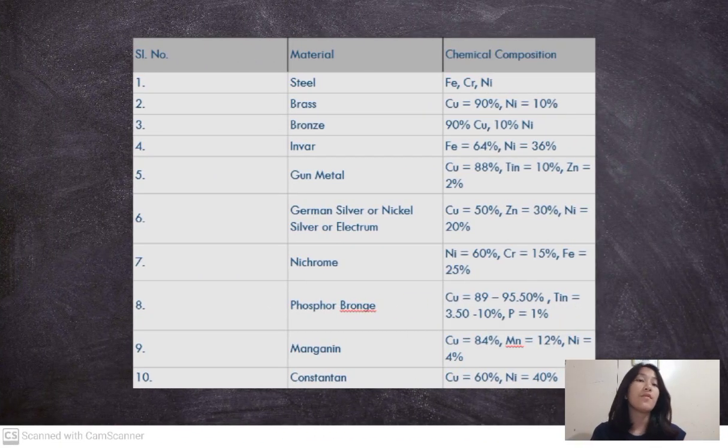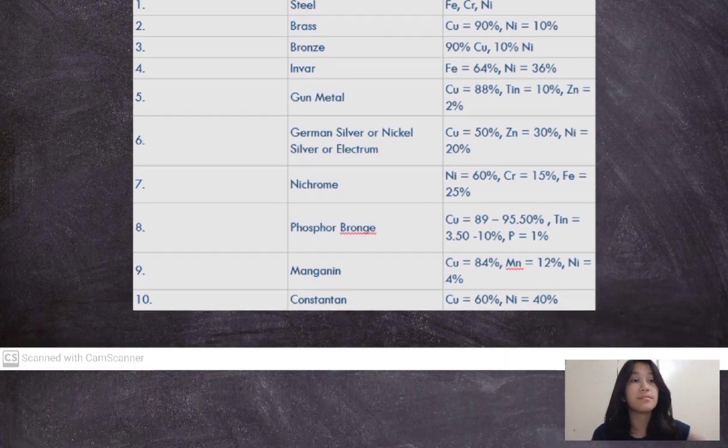So, as we can see from the table being presented, in the second column are written the materials, then in the third column is listed the chemical composition. For example, Invar is made up of 64% iron and 36% nickel. Then manganin is made up of 84% copper, 12% manganese, and 4% nickel.